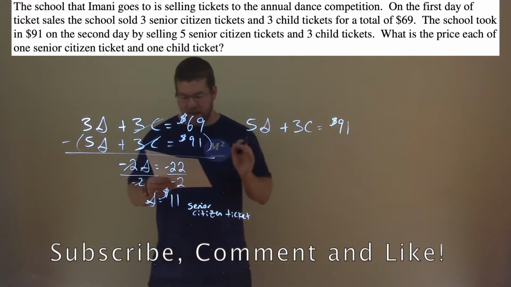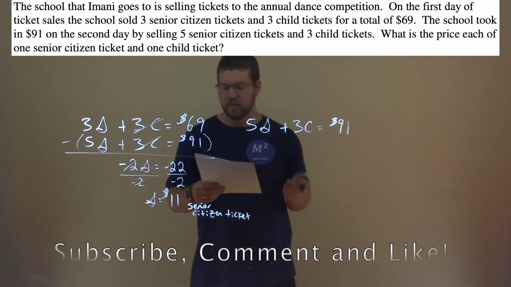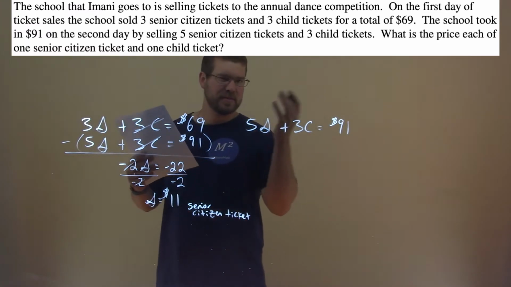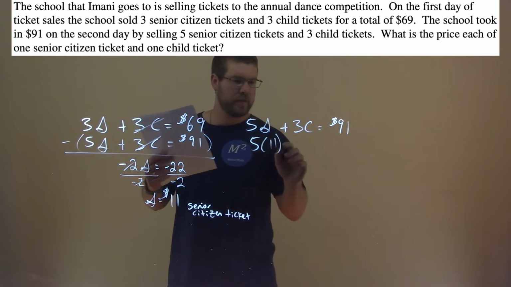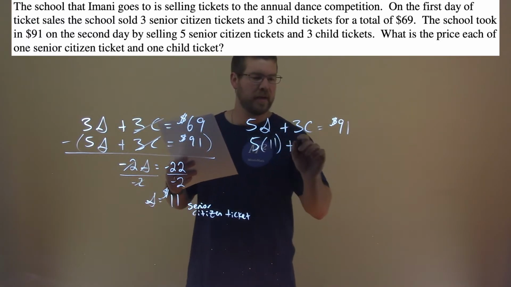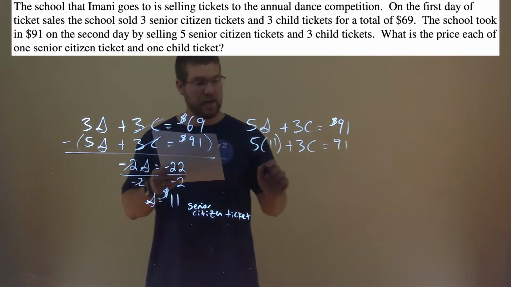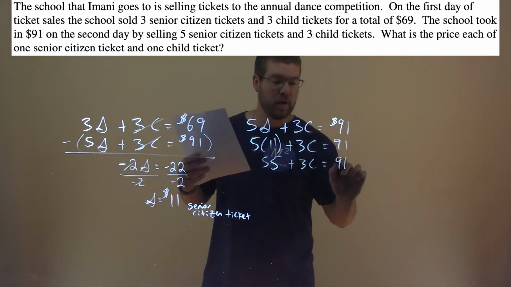So now we have to take that information and plug it into one of our equations to solve for the price of the child ticket. So 11 goes in for this s here. Let's use the second equation. Again, we can pick either equation, but this is nice and neat right now. 5 times 11 is 55, plus 3c equals 91.